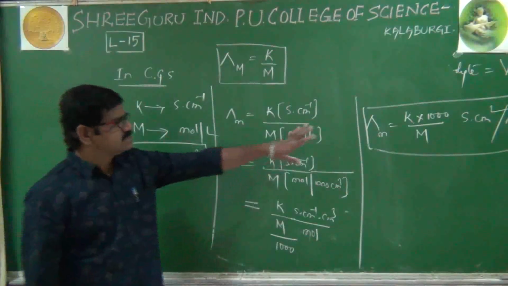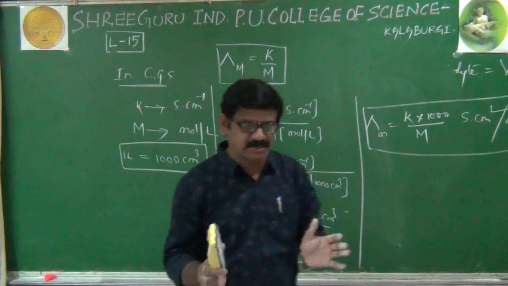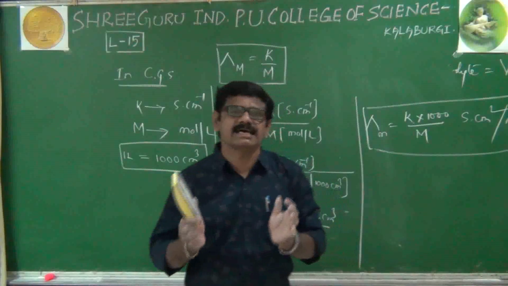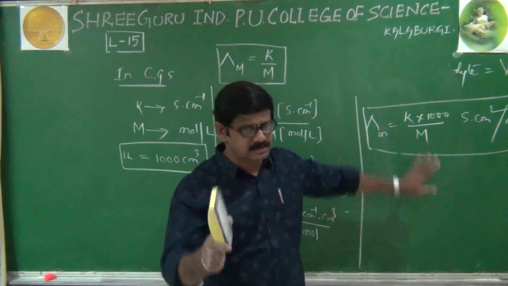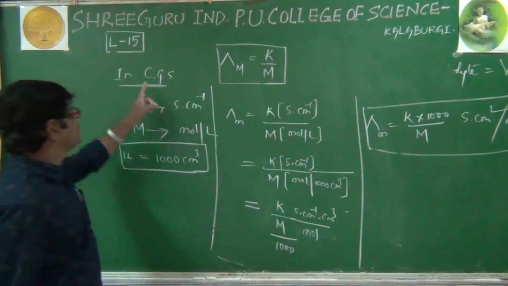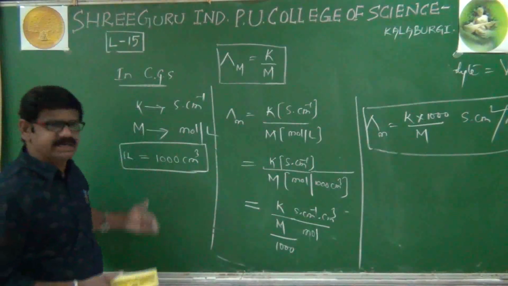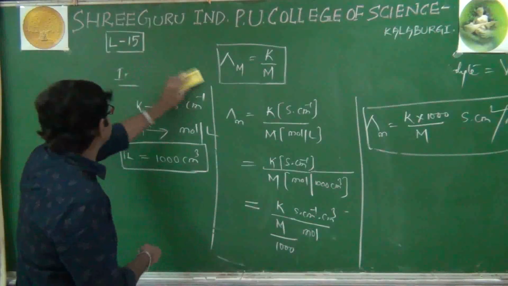That's it. It is the CGS system formula. That's why, in the question, if CGS system data has been given, we have to use this formula only. Right. Now we will go to the SI system formula derivation part.